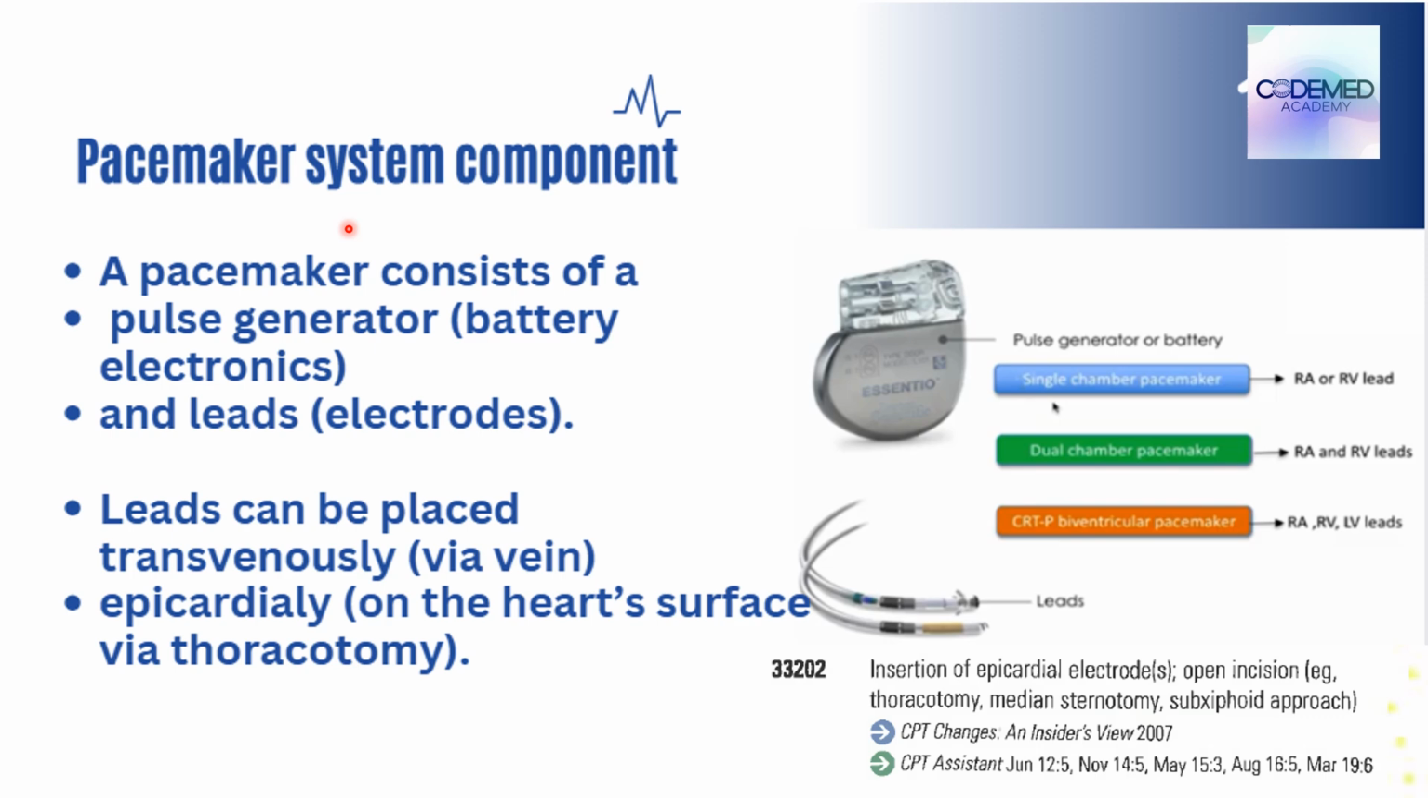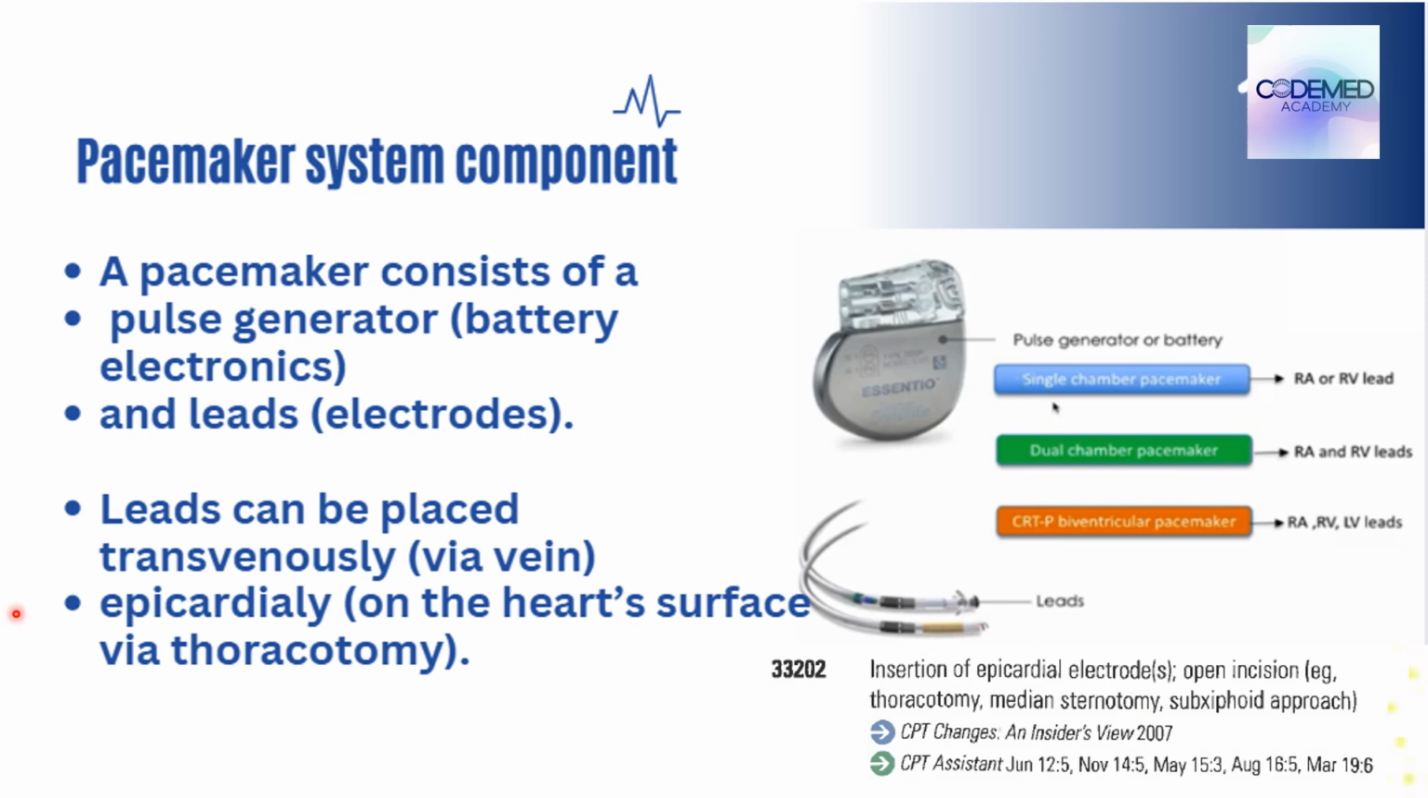The pacemaker system has two important components. The first is the pulse generator. The pulse generator is nothing but a battery, the battery on which this pacemaker works. And second is leads. These are also called wires or leads, and there is an electrode in the lead.